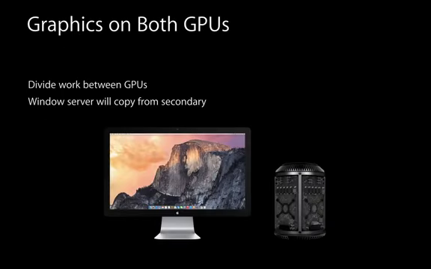Another pattern that you might end up following is an instance where you're going to perform graphics work on both GPUs. And once you've divided the rendering work between the two devices, the Windows server actually will take care of copying data from the secondary GPU to the primary GPU for display. So I'm going to show you what this looks like. And actually, in a second, I'll show an example where we perform these kinds of operations in an actual application.